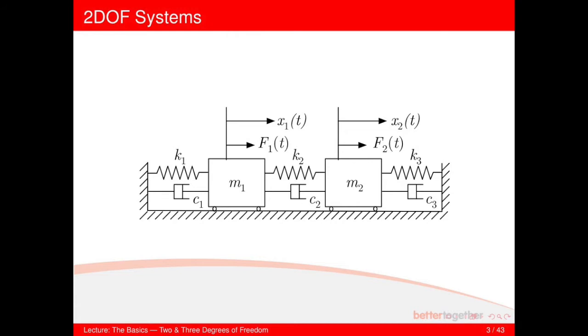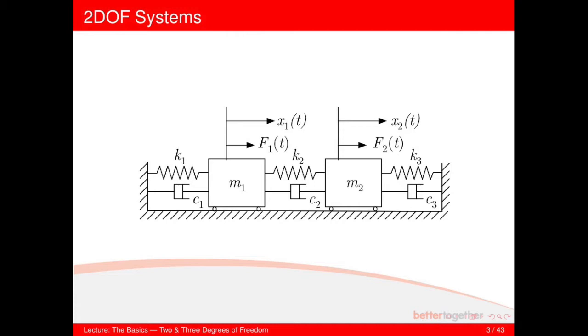So here's a typical 2 degree of freedom system. We've got two masses, M1 and M2, connected with springs K1, K2 and K3 and dampers C1, C2 and C3. Mass 1 has a motion given by X1, and there may be a force applied to mass 1 called F1. The same for mass 2: you've got X2 and F2 being applied to those masses.